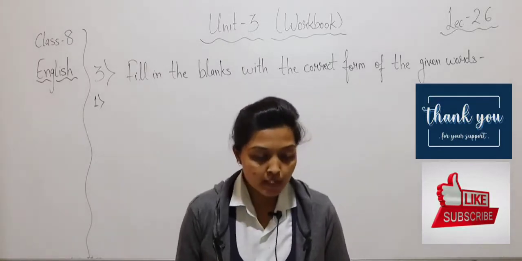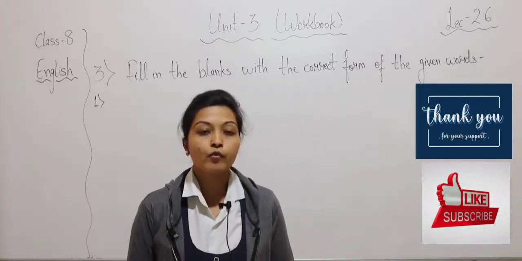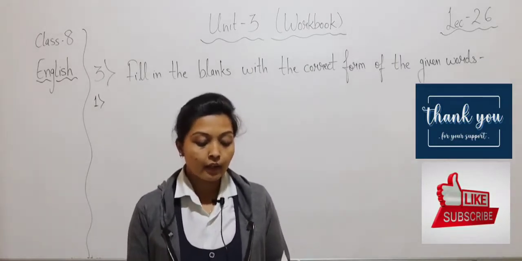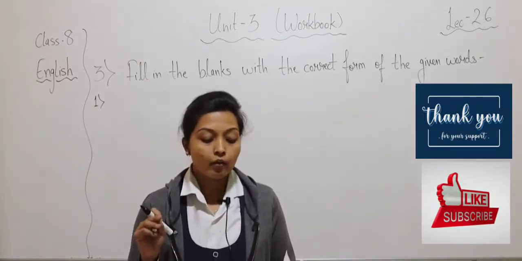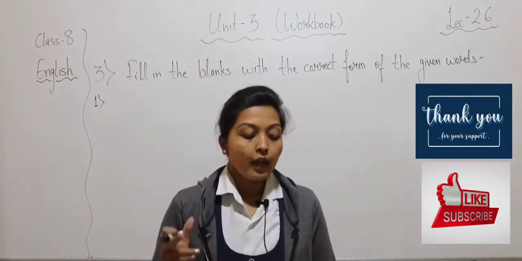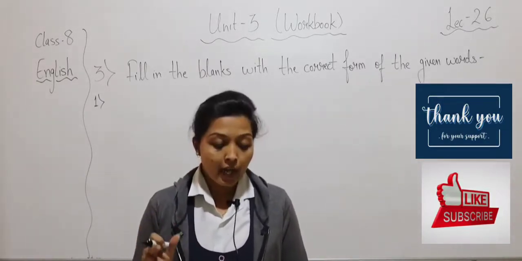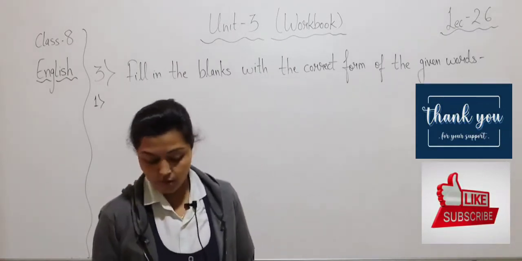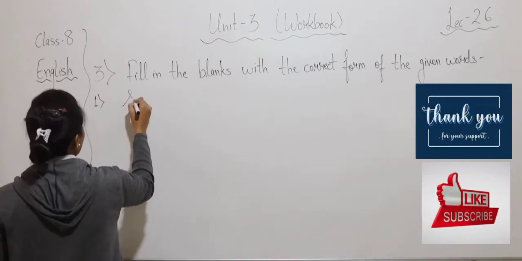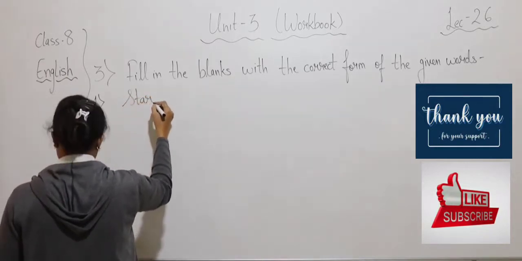So first it is given, lakhs of Indians died off, then we have a blank and in the bracket starve is given. So now we have to use the correct form. Lakhs of Indians died of starvation. Listen properly and note it down.